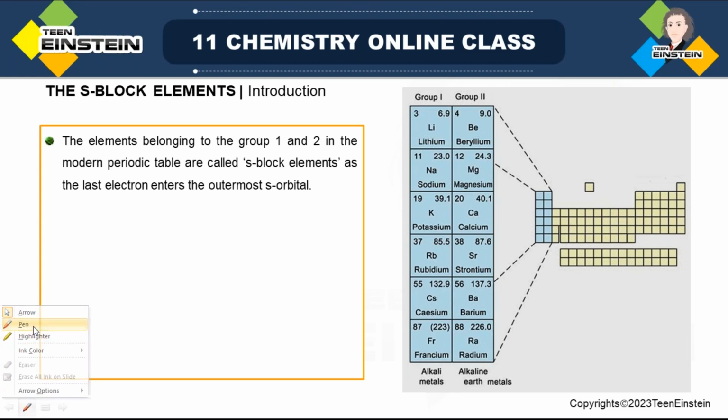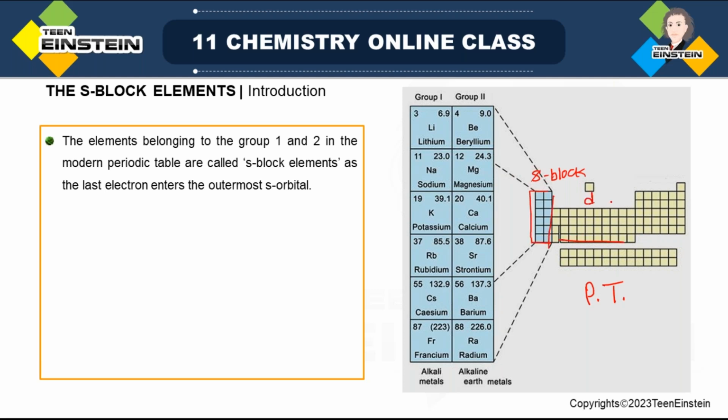Hello everyone. So we are starting a new chapter, S block elements. Before starting S block elements, if you think about the periodic table, here on the right hand side you can see a very simple picture of the periodic table. In the left hand side part, which is zoomed, there is the S block present. So it is basically on the left hand side of the periodic table.